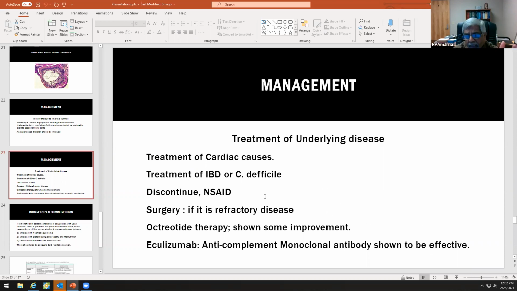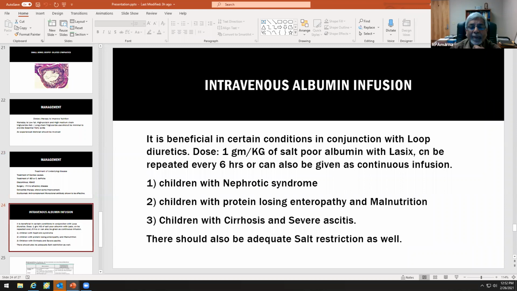That's the underlying disease management. There's other, because obviously if you're dealing with a renal patient that has hypoalbuminemia, then you're going to deal with it in a different way. You're going to treat his underlying renal disease and also manage him with intravenous albumin infusions depending upon these conditions. The intravenous albumin infusion is beneficial in certain conditions. You have to use it in conjunction with a loop diuretic.